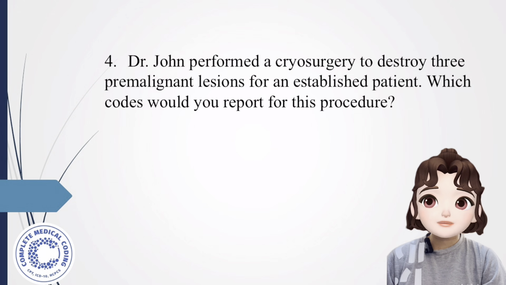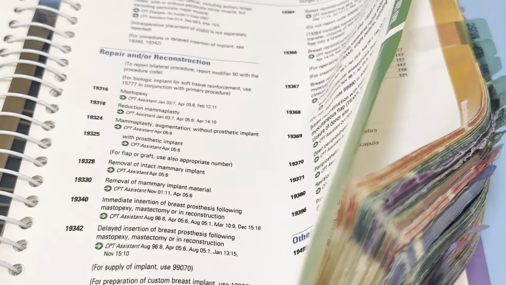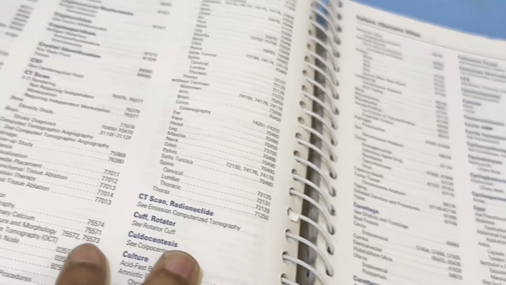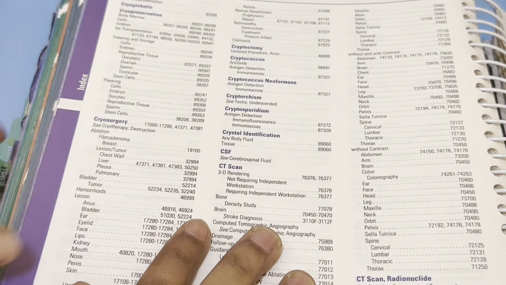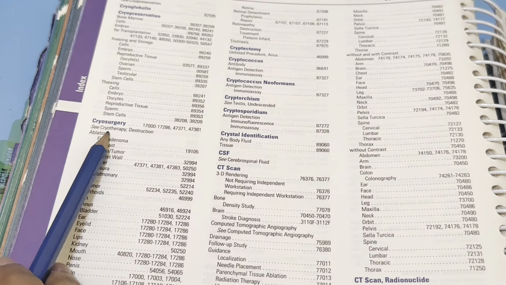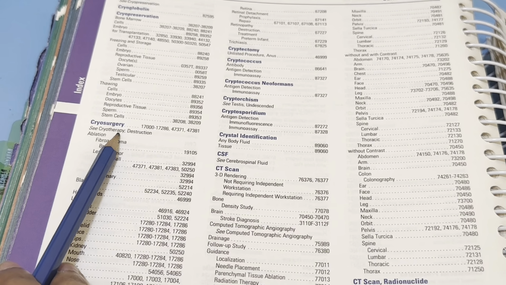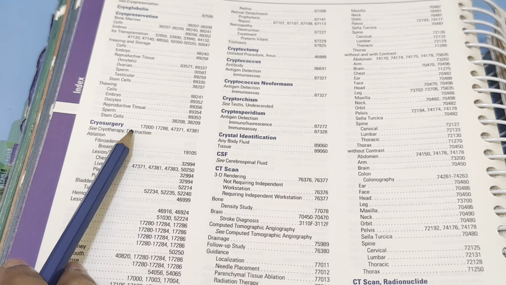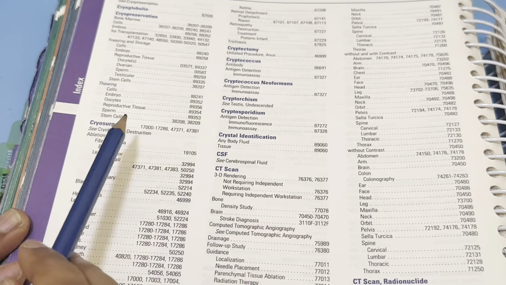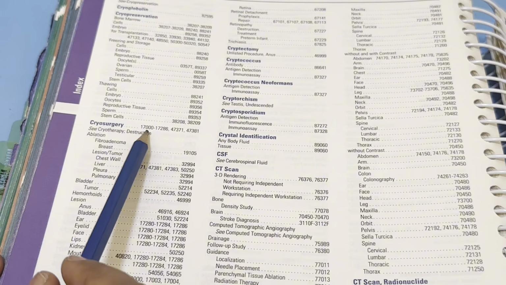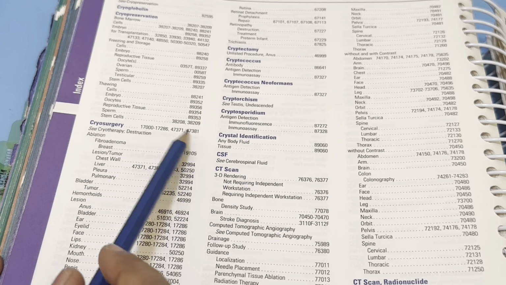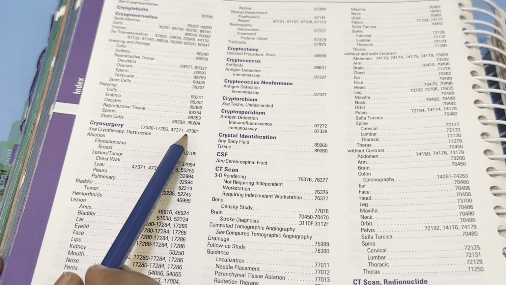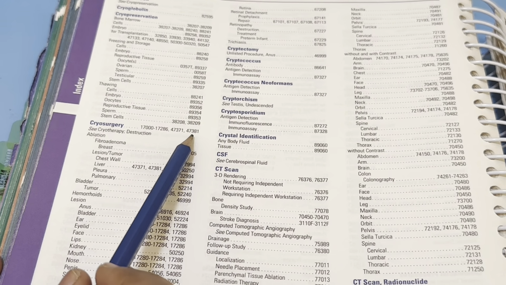Okay, let's go to the next page. Now here you have to take cryosurgery in the index page. See, from the index page, go to cryosurgery. Because here the doctor has performed cryosurgery to destroy 3 pre-malignant lesions. This is a simple question. So go to cryosurgery. What is the range of codes? 17000 to 17286, and then 47371, 47381. All these are there.